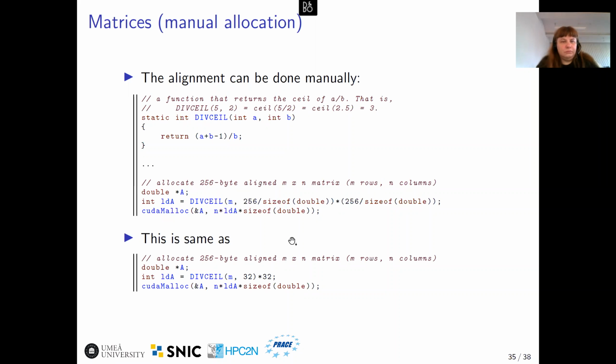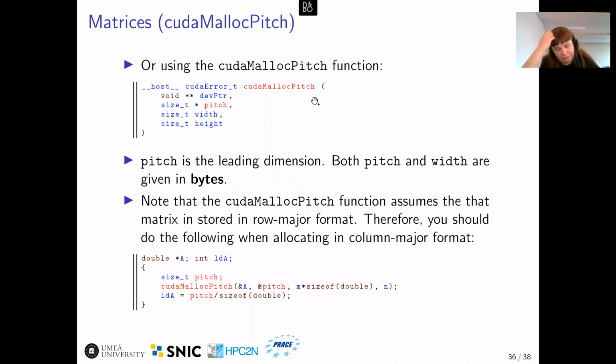But you could do the same thing also using the cudaMallocPitch function. This function is meant to allocate two-dimensional arrays. It will return the pointer that points to the allocated memory area, but it is also going to return something called pitch. The pitch is going to tell you the leading dimension, that is, how many bytes have been allocated to each column.